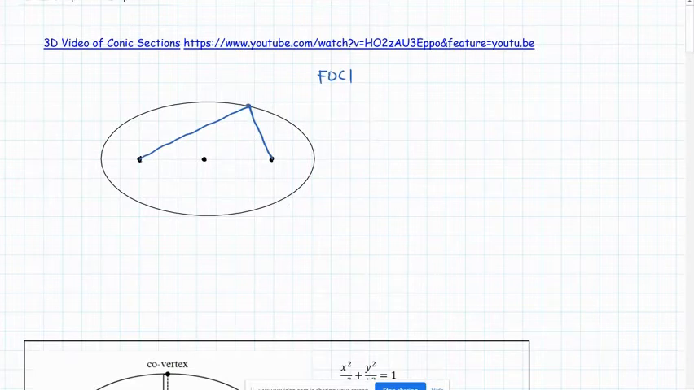And so if we call this distance 1 and distance 2, distance 1 plus distance 2 remains constant. So anywhere that I go on this ellipse, distance 1 plus distance 2 is always equal to the same number. And so that is the definition of an ellipse.